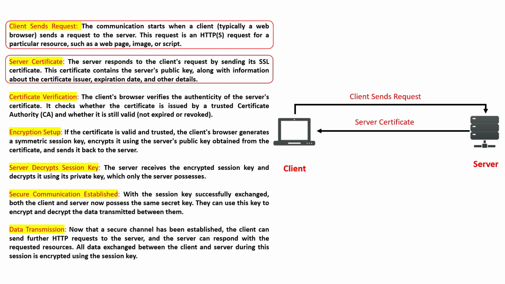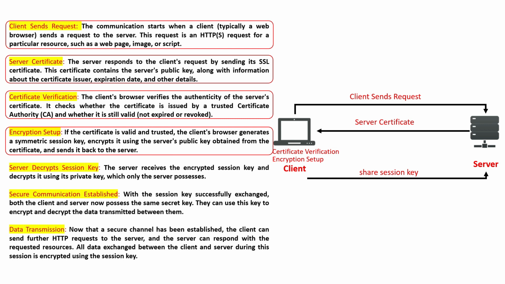So when it reaches the browser, your browser does the complete validation of the certificate. The client browser verifies the authenticity of the server certificate. It is the duty of the browser to validate whether the provider of that particular certificate is a valid, trusted entity, a certificate authority or not, and whether the certificate has expired. Once all the validation is completed and your browser knows that this is from a trusted server or trusted source, then the encryption setup happens.